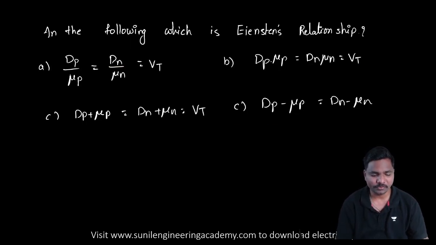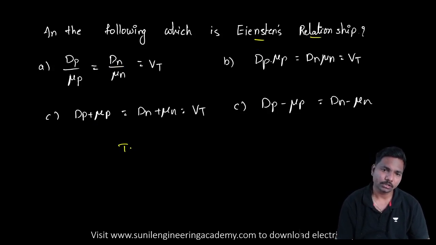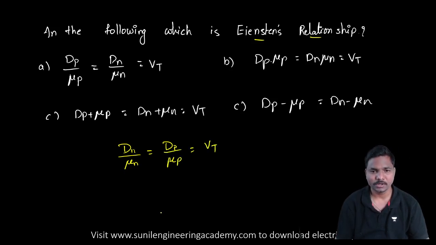In the following, which is Einstein's relationship? Einstein relationship is nothing but the ratio of diffusion constant to mobility. Dn by mu n is equal to Dp by mu p is equal to thermal voltage Vt. Yes, correct. So the answer is option A. This is the Einstein relationship for the diffusion constant with the ratio of mobility.